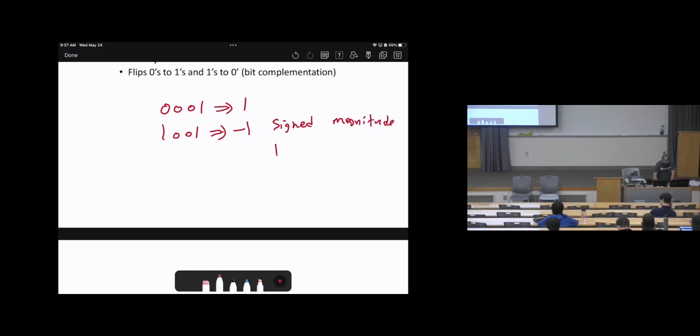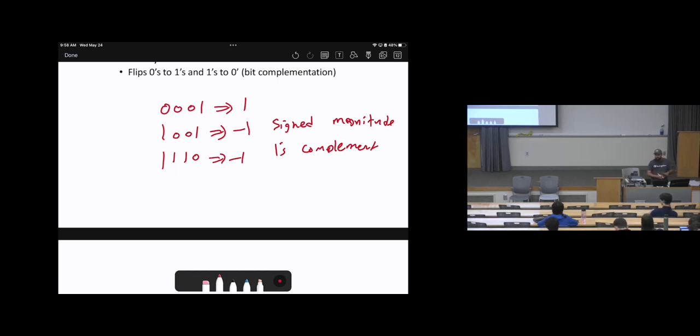But using 1's complement, this will be 0, 1, 1, 1. So this is representing negative 1. It will be like this. So you will see now the negative 1 representation using the 1's complement is totally different than using it in sign magnitude. So it's depending on the reference.